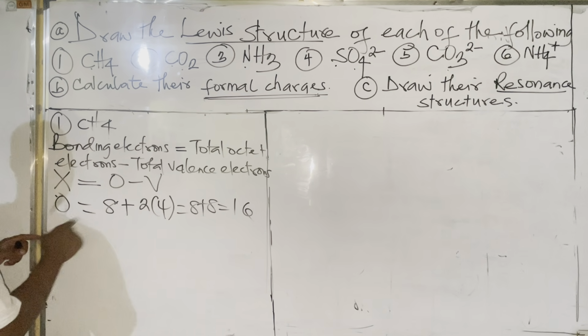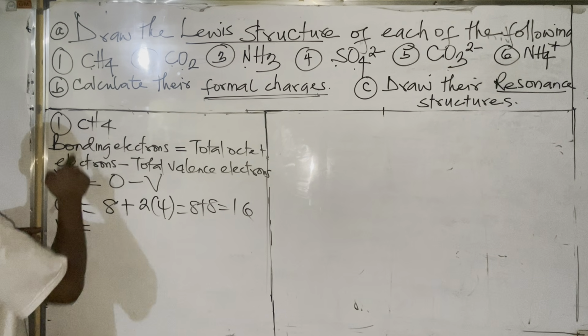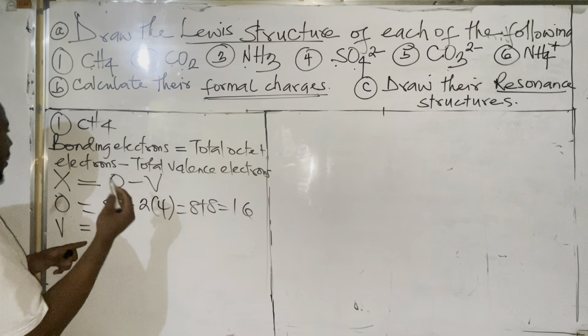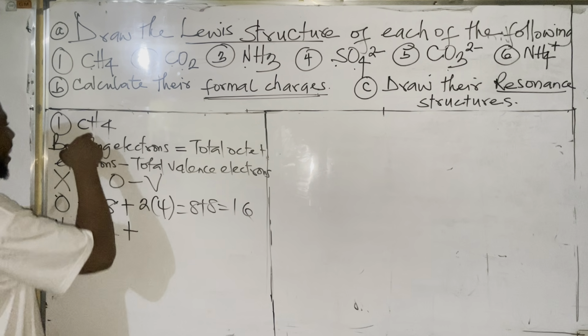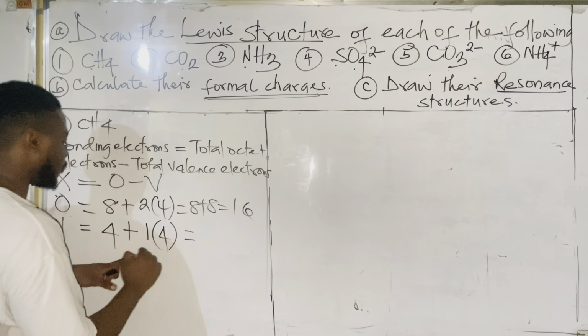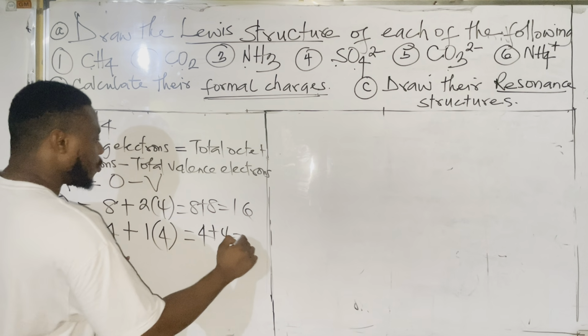Alright, let's calculate the total valence electrons, V. Carbon is in group 4, so it has 4 valence electrons. So this will be 4 plus, hydrogen is in group 1, so it has 1 valence electron. 1 times 4 gives us 4. So 4 plus 4 gives us 8.